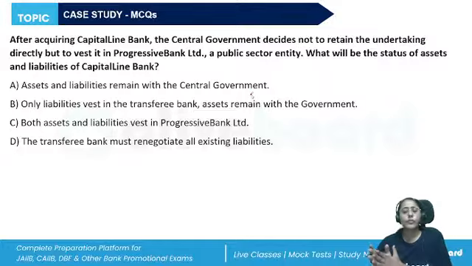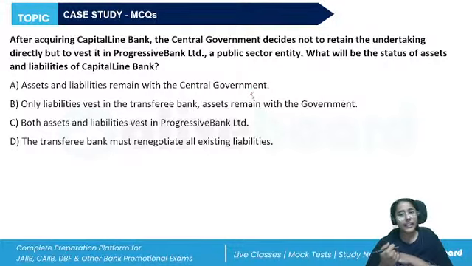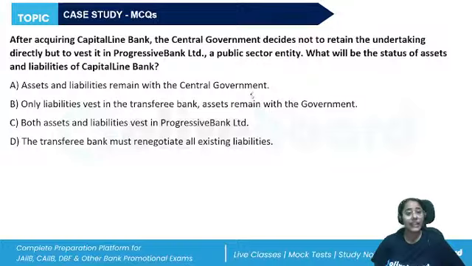This is the last question for today. After acquiring Capital Line Bank, the central government decides not to retain the undertakings directly, but to vest it in Progressive Bank Limited, a public sector entity. What will be the status of the assets and the liabilities of the Capital Line Bank?